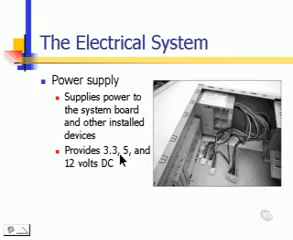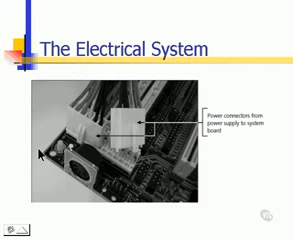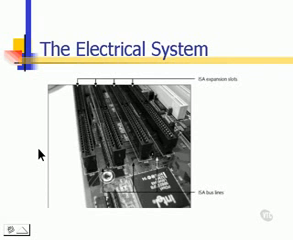The electrical system, powered by the power supply, supplies electricity in 3.3, 5, and 12 volts DC. Most processors use either 3.3 volts or 5 volts, and most electric motors inside a computer use 12 volts DC. The power supply connects to the motherboard to power all the devices in the motherboard, and then to the expansion slots for expandability power as well.